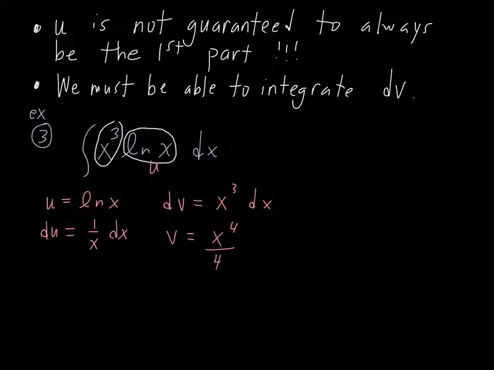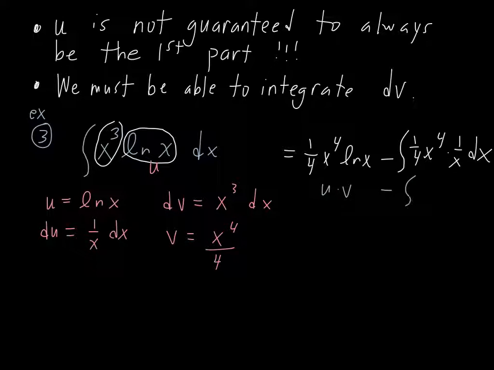So from here, let's plug into our formula. So we would have our u times our v. So I'm going to write this as 1/4 x to the 4th ln of x. So that's my u times my v, minus the integral of v du. So the v is another 1/4 x to the 4th, and the du is 1 over x dx. So again, this is the u times v minus the integral of v du. That's what we just did there.